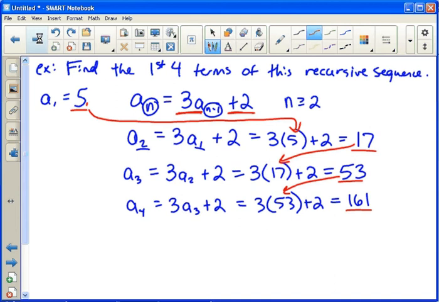Let's do one more example where we're trying to find the first 4 terms. Let's say that our first term is 3.